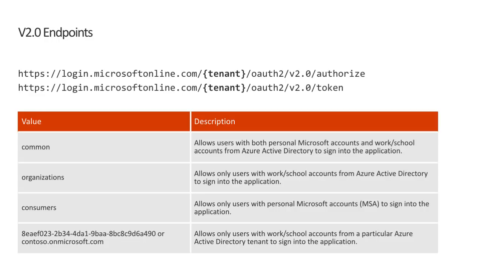Each of these can be scoped based on the tenant section of the URL. Either the friendly domain name of the Azure AD tenant, such as contoso.onmicrosoft.com, or the tenant's GUID identifier can be used inside that tenant piece. If you use common, that's going to allow users with both personal Microsoft accounts and work and school accounts from Azure AD to sign into the application.